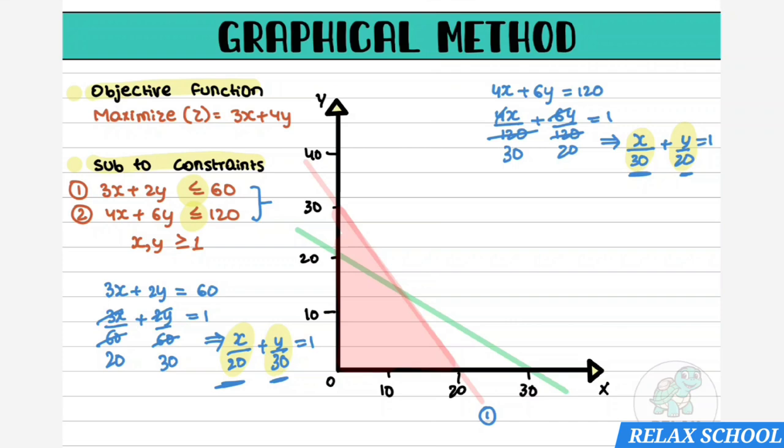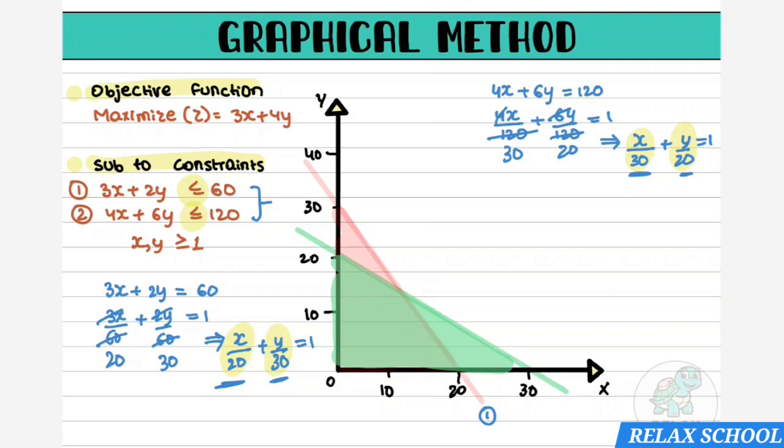So if it was more than or equal to type, it will be above the constraint line. So all of this area. But this was less than or equal to, so this would be the area. So for the second equation, the region would be, if this was the line, all of this area below the constraint line is the region.